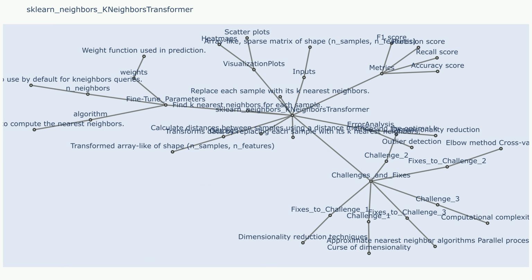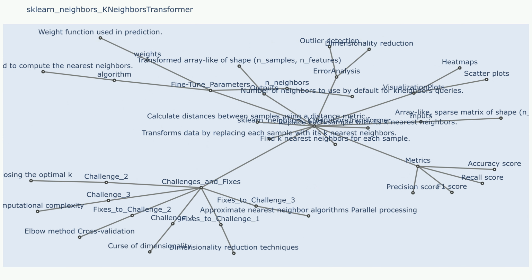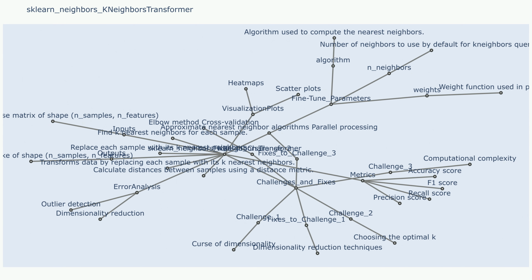Inputs. X: the input data, typically a NumPy array or pandas DataFrame containing numerical features. n_neighbors: the number of nearest neighbors to consider for each data point. This parameter controls the locality of the transformation. Outputs. Transformed X: the transformed data, which has the same number of rows as the input data but a potentially different number of columns. The transformed features are based on the distances to the nearest neighbors.